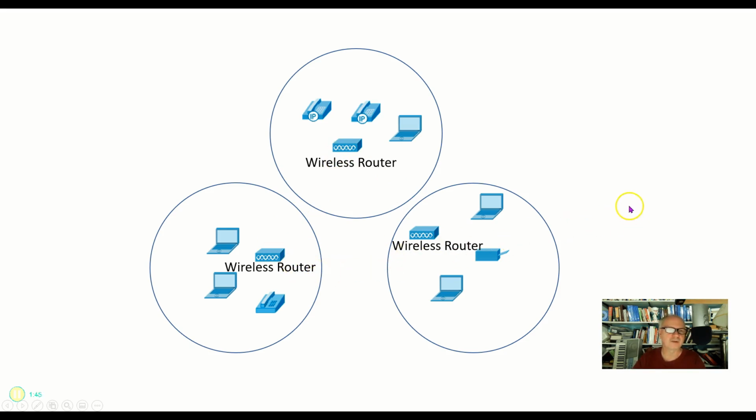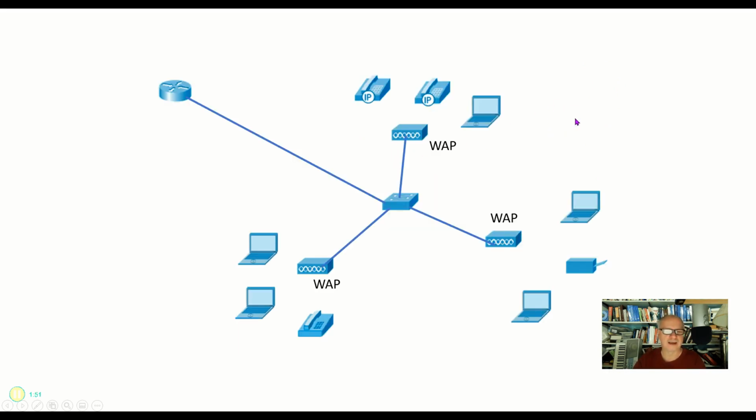However, in the workplace, it's a little bit different. In the workplace, you do not have wireless routers. You have wireless access points, and these are all tied into a wired network. So here I've got a wired router coming to a wired switch, and then access points coming off of that switch. So you can see that all of these access points, which are not routers, they are wireless access points, all tie into the same network on the wired network.